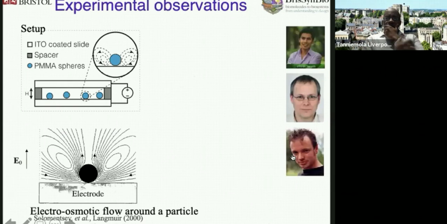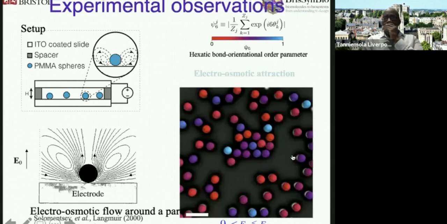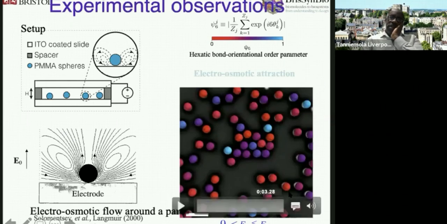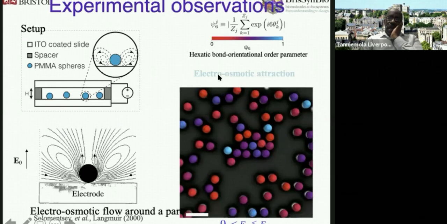What we'd like to do is to study the phase behavior of this system. This is an experimental image, which has been colored, and the color is just telling us how locally crystalline or solid-like the particles are. Blue is more solid-like and red is more fluid-like.